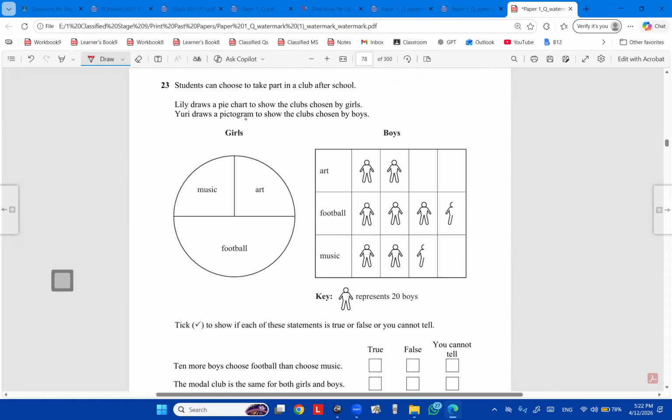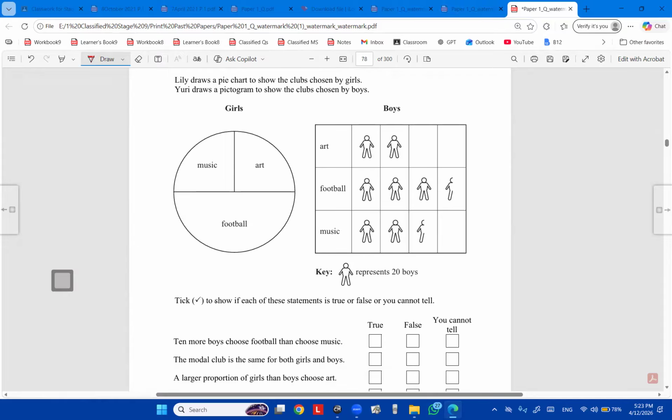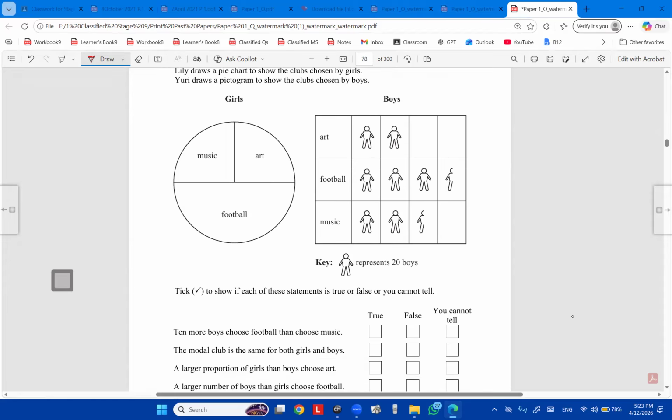Students can choose to take part in a club after school. Lily draws a pie chart to show the clubs chosen by girls. Yuri draws a pictogram to show the clubs chosen by boys. Tick to show if each of these statements is true or false, or you cannot tell. 10 more boys choose football than choose music.